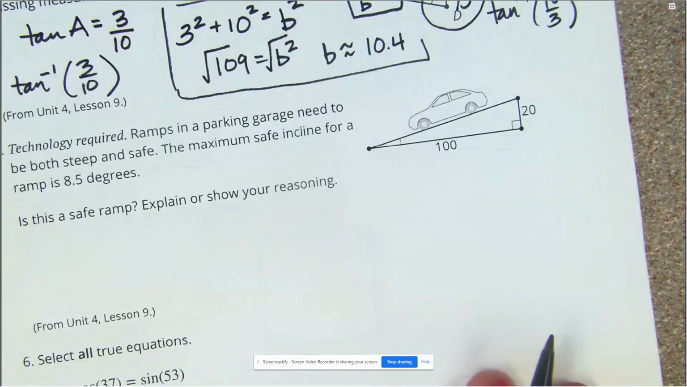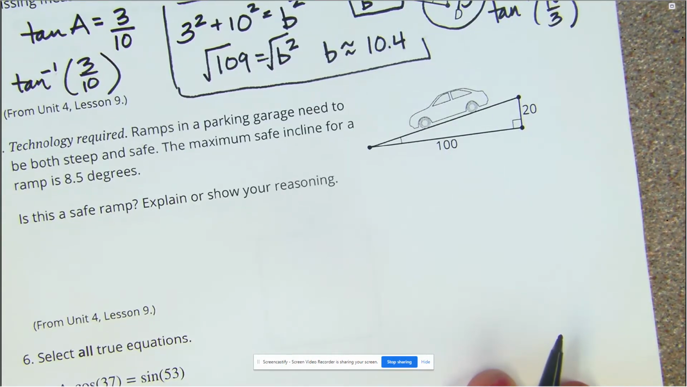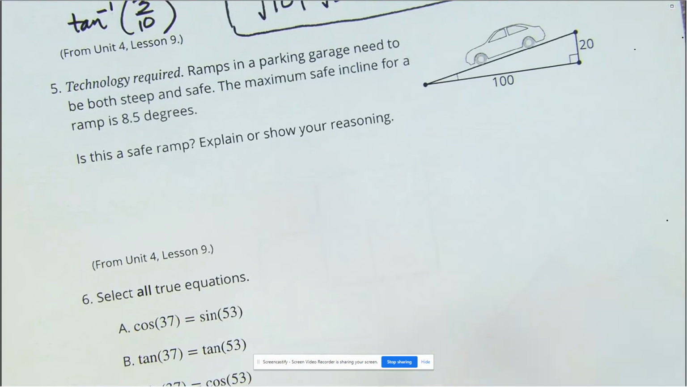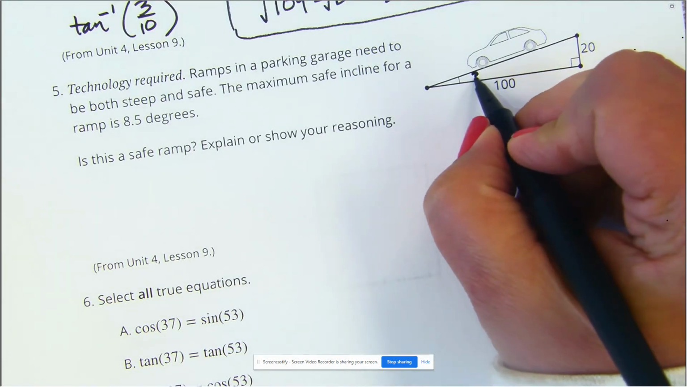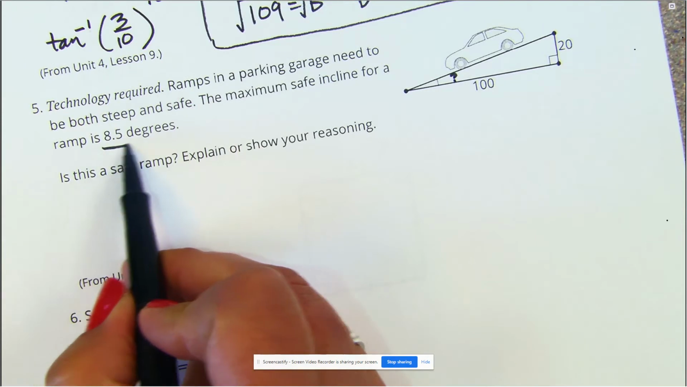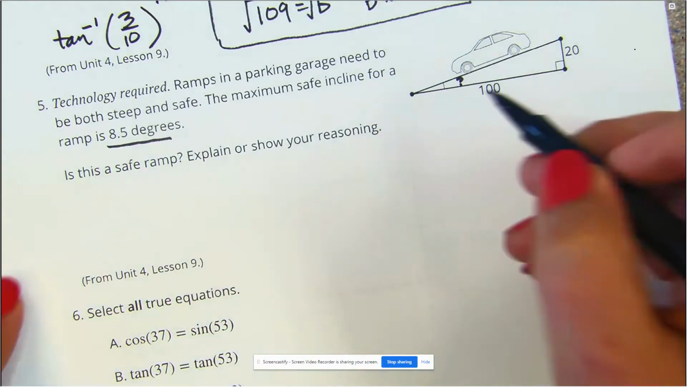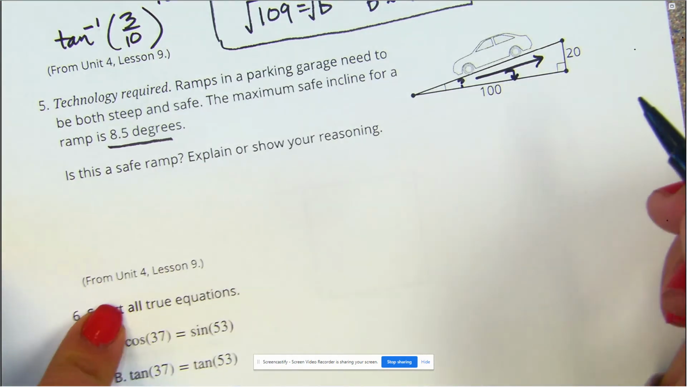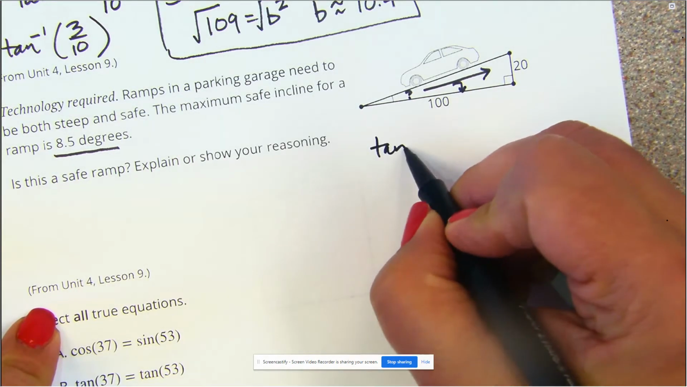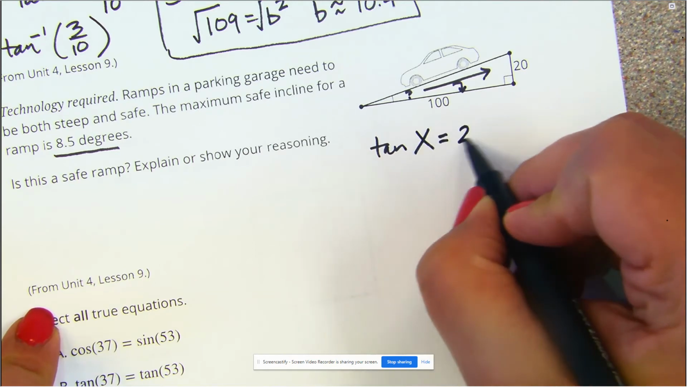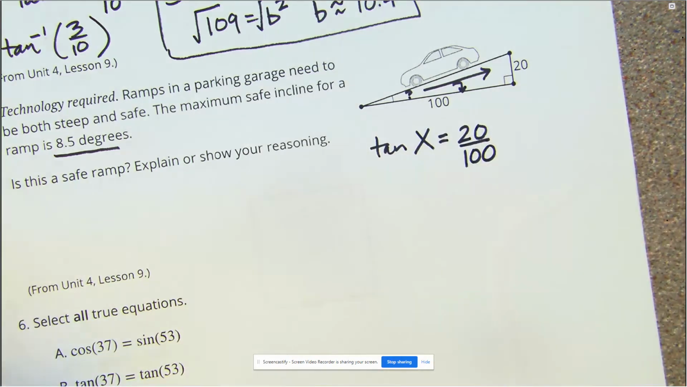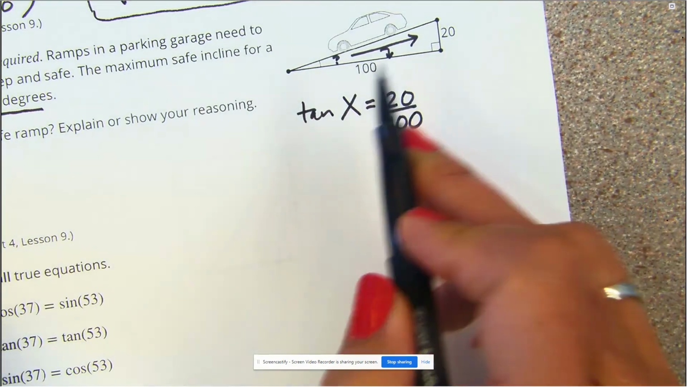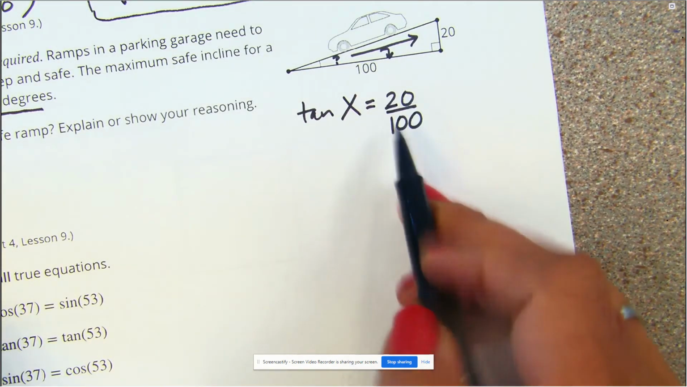Number 5. Ramps in a parking garage need to be both steep and safe. The maximum incline for a ramp is 8.5 degrees. Is this ramp safe? So we need to figure out what this is. It says that the maximum it can be is 8.5. Well, let's figure out what that angle is. I've got opposite and adjacent. That's tangent. The tangent of, I don't know, is 20 over 100.